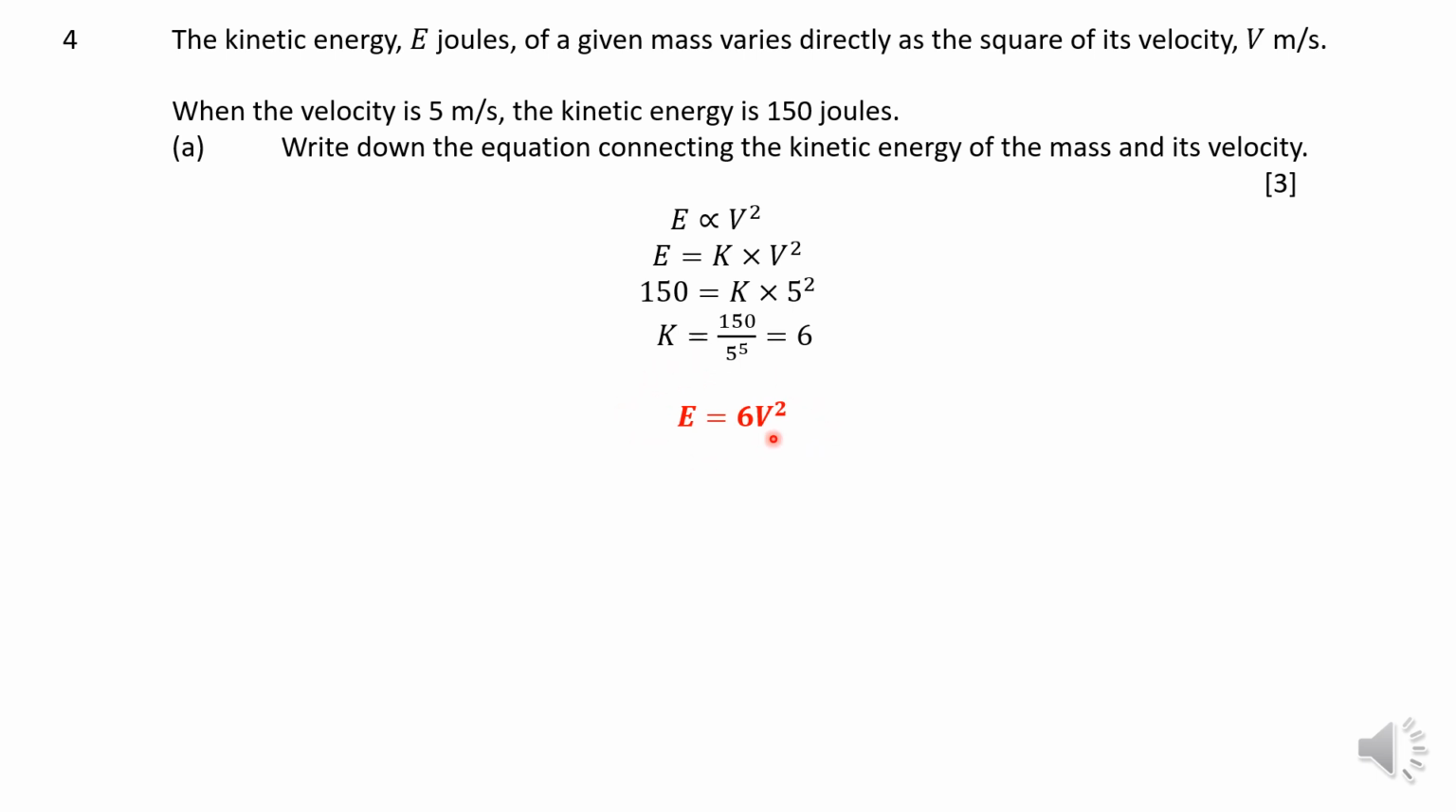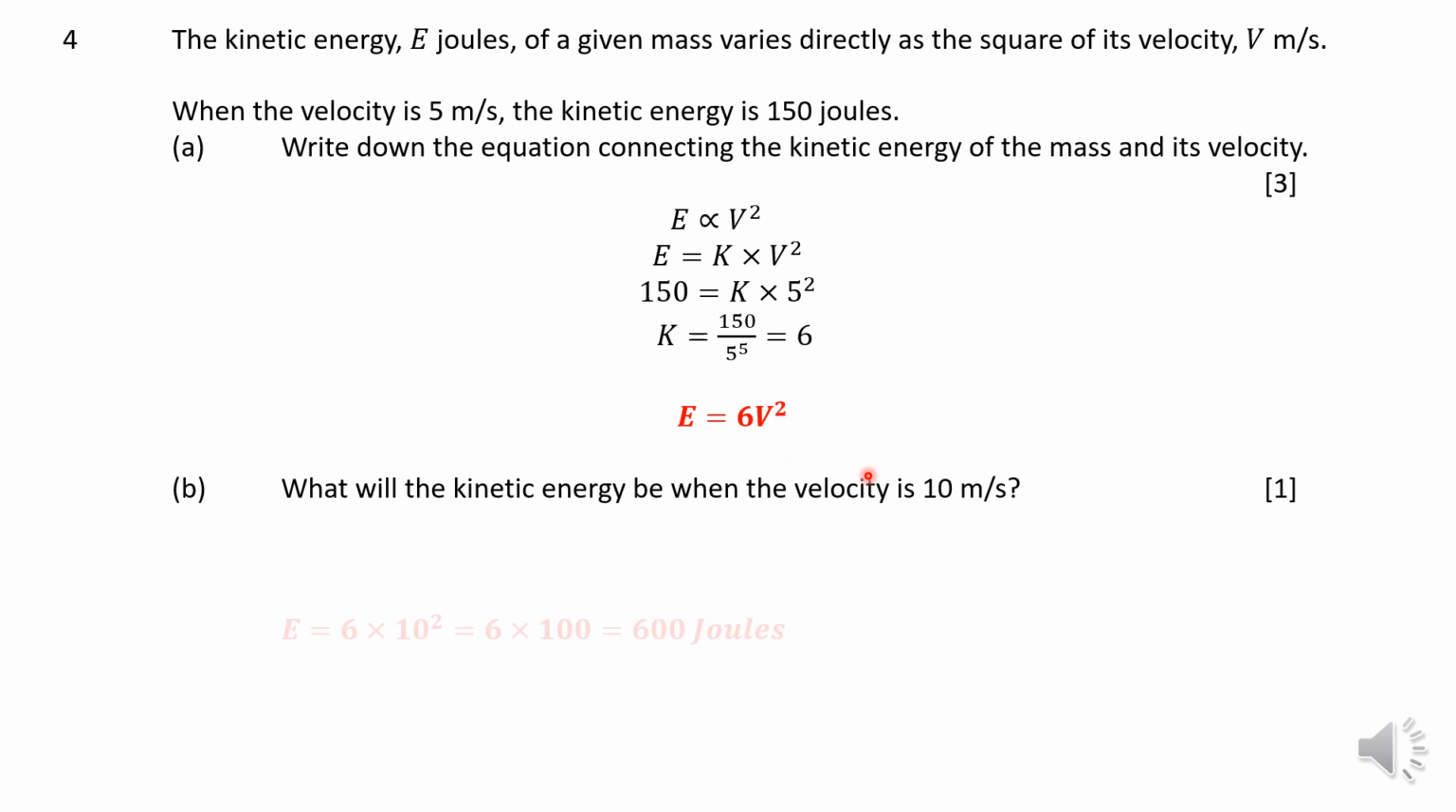Now that you have this particular equation, you can answer any question. When they want something in terms of energy, they give you velocity. When they want something about velocity, they will give you energy. Then you just manipulate that equation to find what they are asking for. In the B part, for 1 mark, they ask what the kinetic energy will be when the velocity is 10. So you substitute V for 10, and that should give you 600 joules.